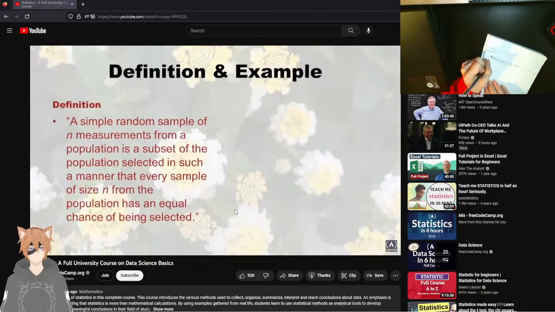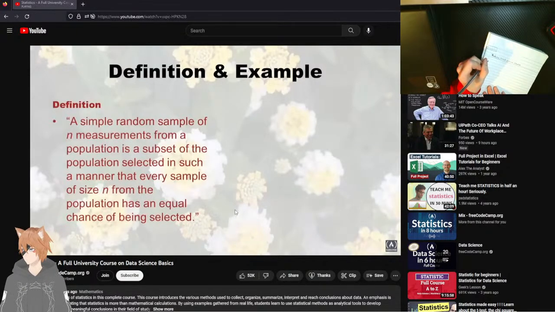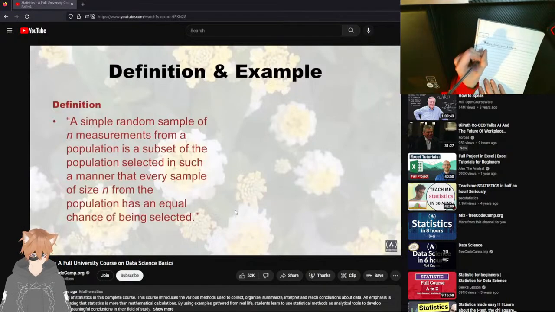So let's first define simple random sampling. A simple random sample of n measurements from a population is a subset of the population selected in such a manner that every sample of size n from the population has an equal chance of being selected. That's kind of complicated, but what it means is that if you use the proper approach for simple random sampling, whatever sample you get, you could have had just as easy a chance of getting another group of people.